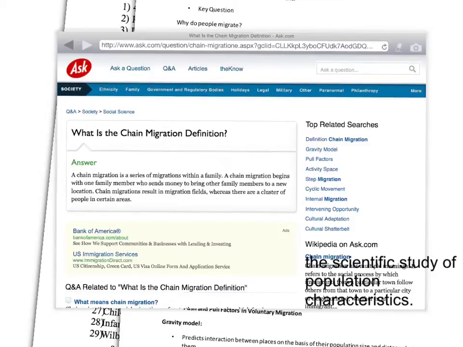Actually, I just lied to you. I said that I didn't know where chain migration is in the book. I was easily able to find it. It's a bold vocabulary word. Look on page 90. You'll see a lot more about chain migration. I recommend you guys take a look at that.